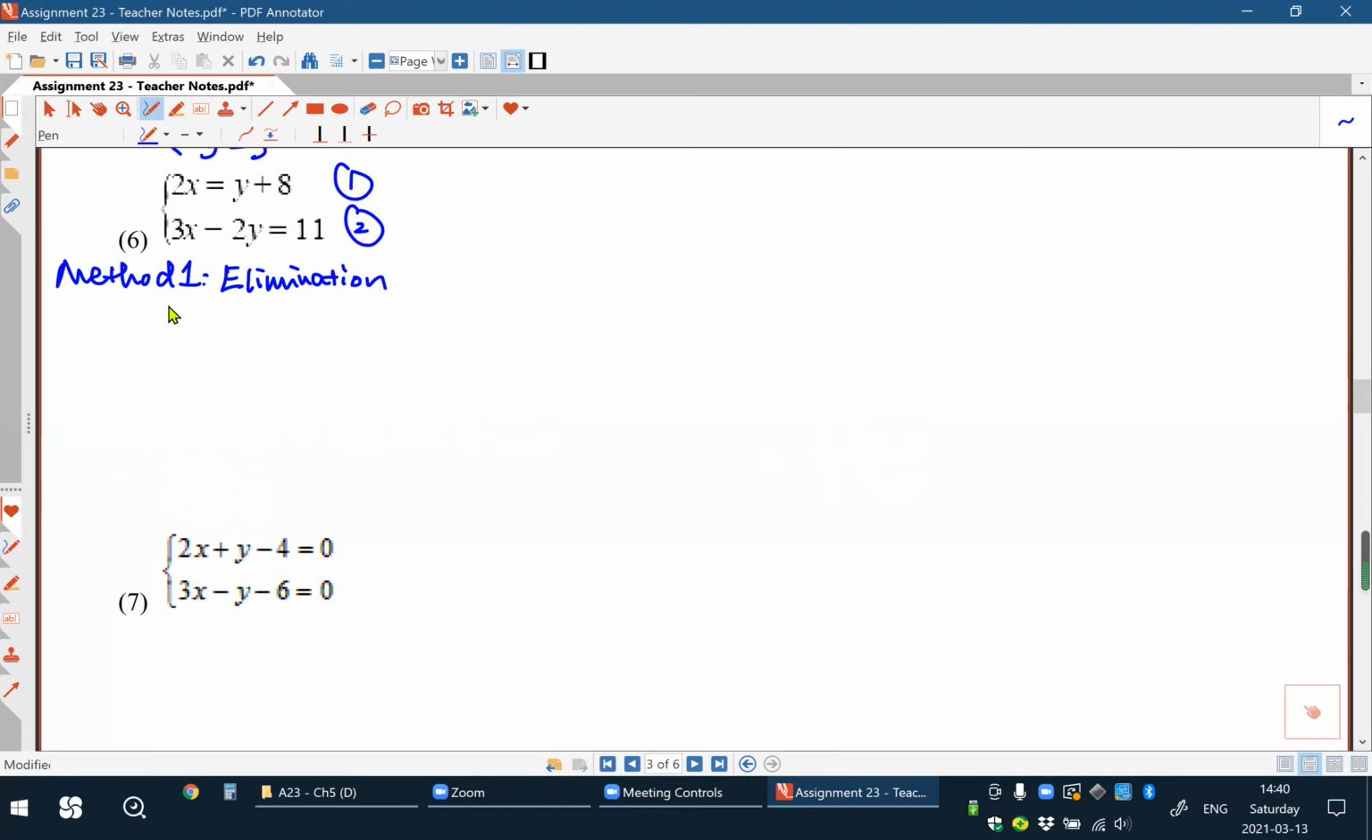All right, so let's line them up. In this way, we can easily see how we can eliminate one of the variables. So let's see, this is 3 and 4.